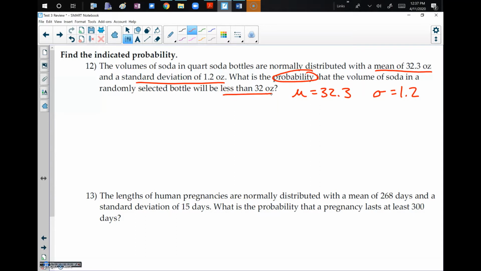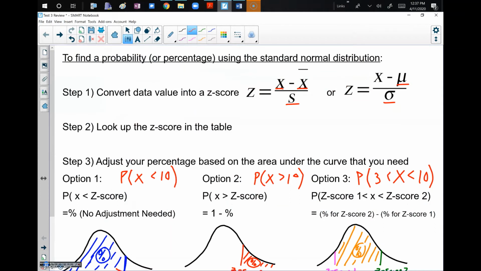So here I know that I'm going to be following that three-step process that we just mentioned, because the answer it's asking for is the probability, and the information given in the problem is a data value, in this case 32 ounces. So I want to know the probability that some selected bottle is going to be less than 32 ounces. Looking at my three options, it's going to be this first option here, my data value being less than some given score.